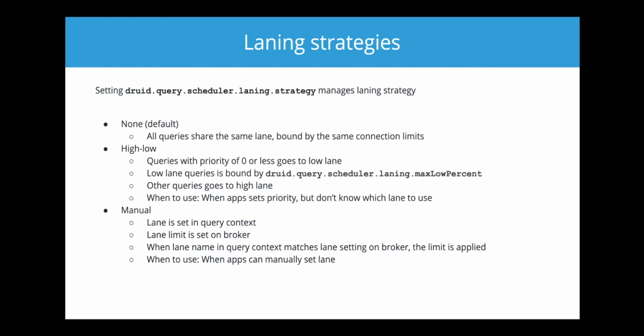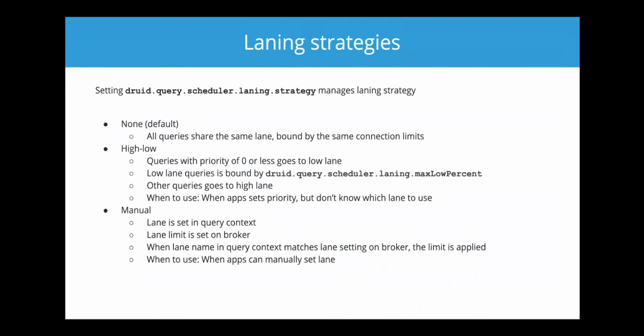There's two other implementations that we shipped with. One is high-low based on priority. So the idea here is that the caller sets a priority. Anything above 0 is high, anything 0 or less is low. 0 is default, so by default it's low, but if you set it a little bit higher, it's high.